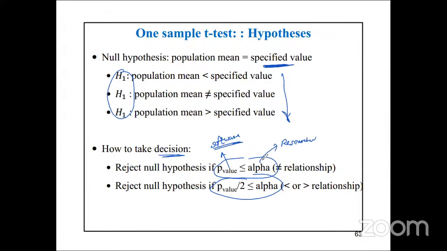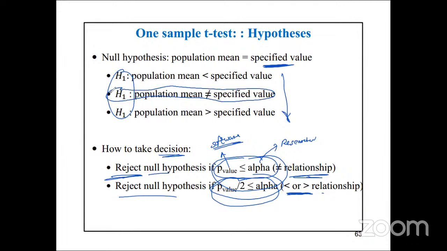Remember, based on p-value and alpha, you are taking a decision about whether to reject H0 or not. Depending on the null hypothesis, if your hypothesis is a less than or greater than type of relationship, then this will be your decision criteria. But if the relationship is a not equal to type, then your decision rule will be p-value less than alpha, then you will be rejecting it.